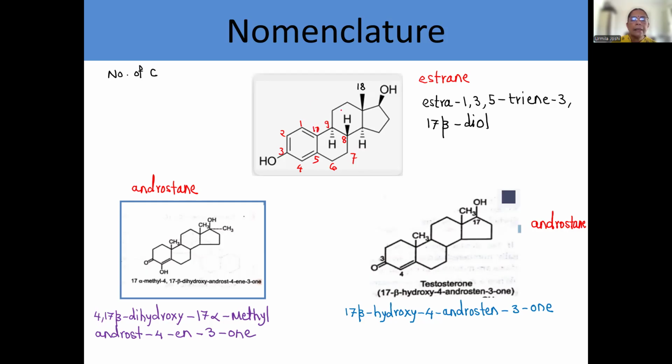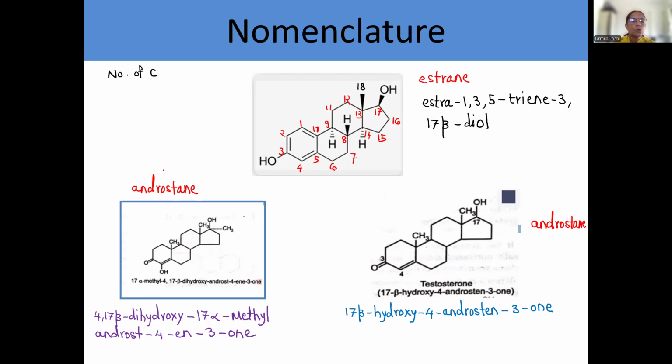9, 10, 11, 12, 13, 14, 15, 16, and this is 17. So this is a C18. Therefore, this is estrane. 3 double bonds. So estra-1,3,5-triene-3,17 beta-diol. Okay, the major functional group is alcohol in absence of any ketone group, and therefore I have named it as a diol.